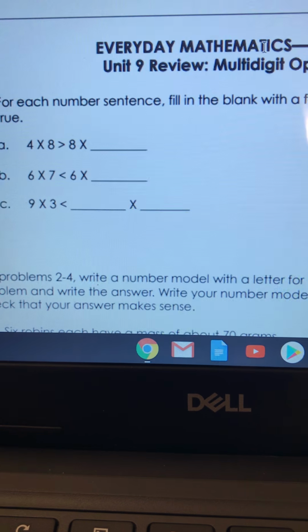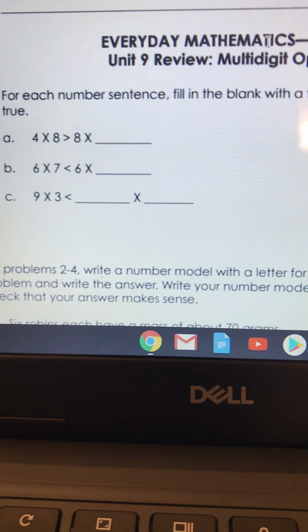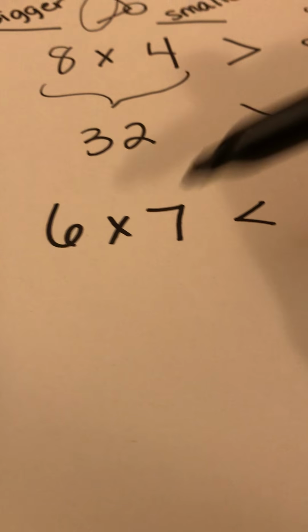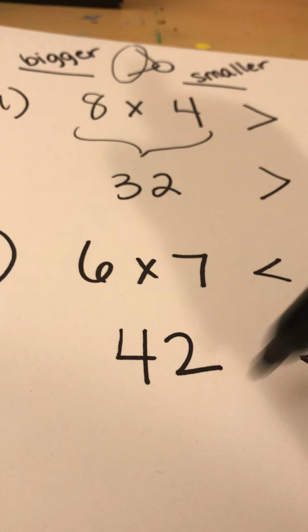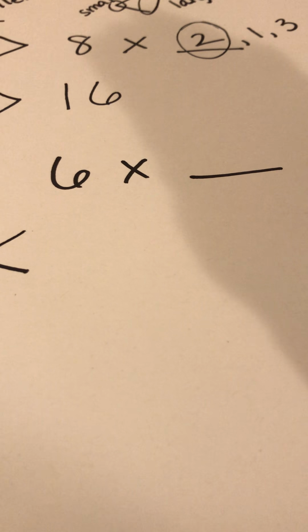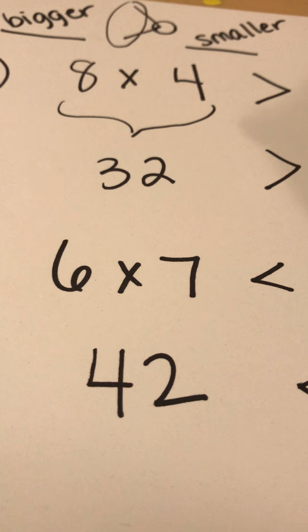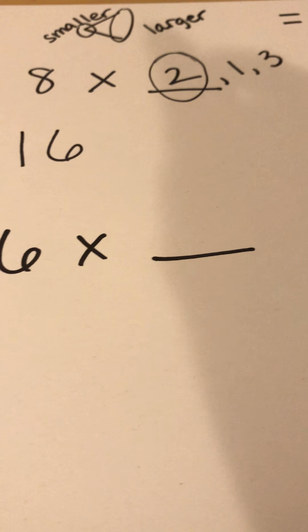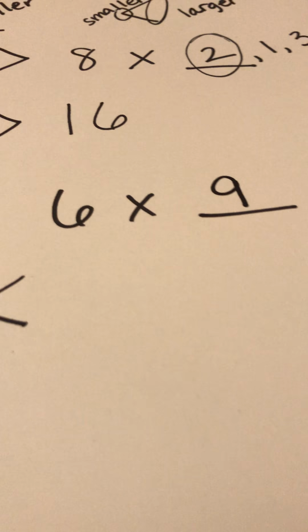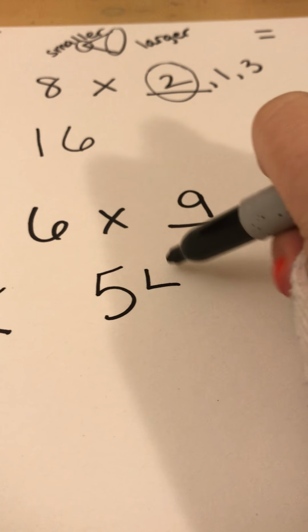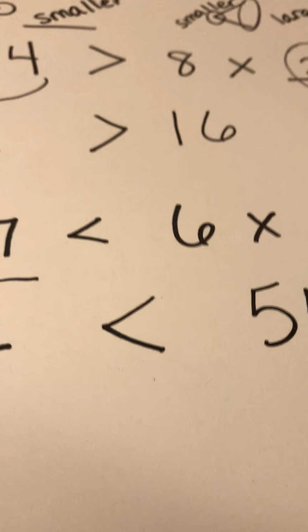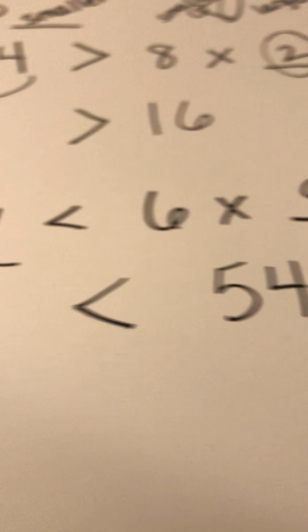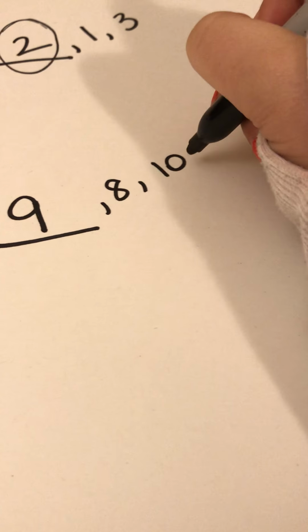Moving on to part B. We have 6 times 7 is less than 6 times blank. So let's do 6 times 7 first, which is 42 is less than, so 42 is going to be the smaller number. We need to write something larger on this side. So 6 times 7, something larger than 7, I'm going to pick 9. And I know 6 times 9 is 54. You could also pick 8 for this. You could pick 10. And that's about it. Okay, anything larger than 7, but we're not going above 10.